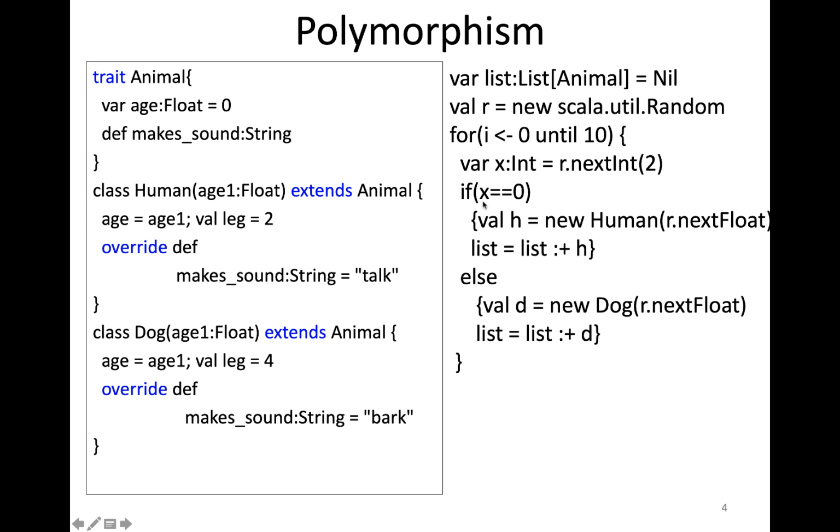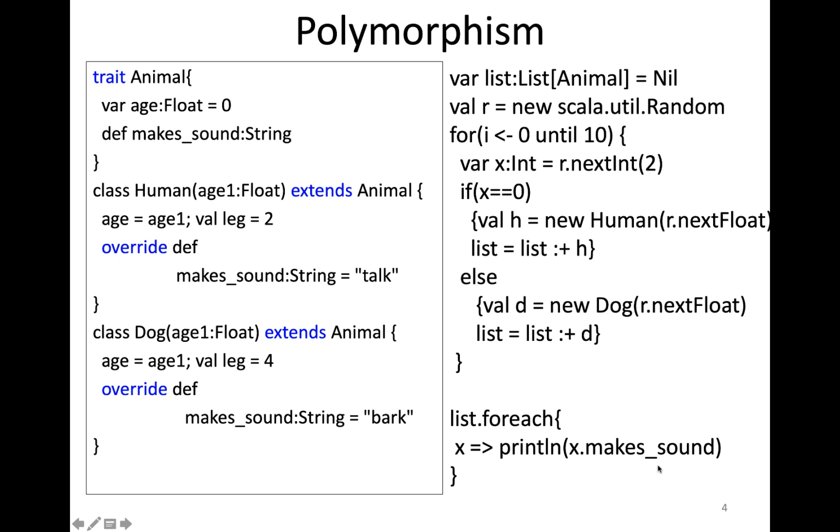Similarly, if x is 1, that is the else situation, we create a dog and we append the dog to the list. Makes sense, right? So that is how 10 animals will be created in the 10 iterations of this for loop, and we'll have a list of 10 animals at the end, right? Then we can traverse this list from the beginning to the end, and we can call the make sound function on each animal in the list.